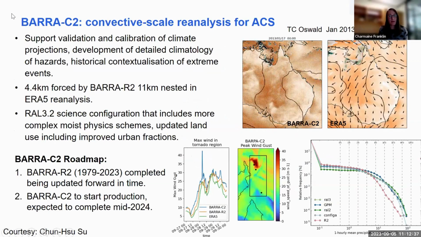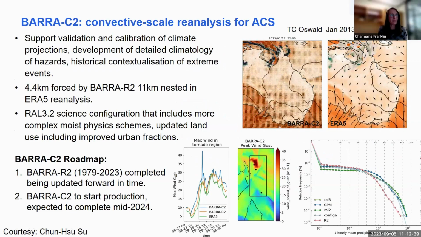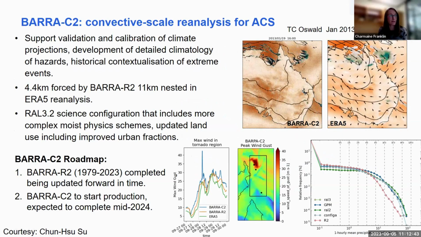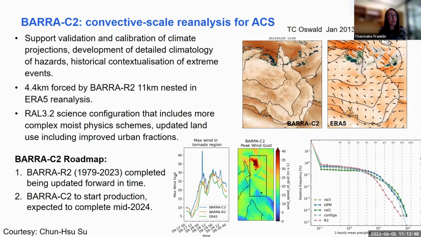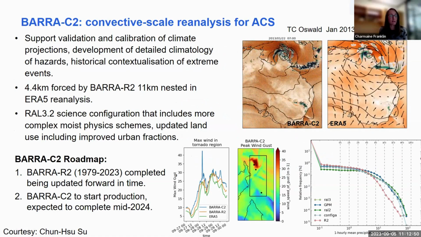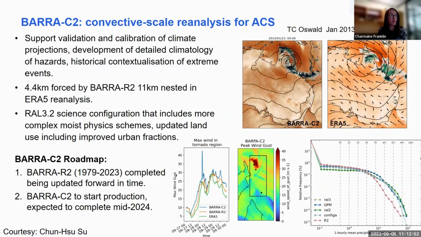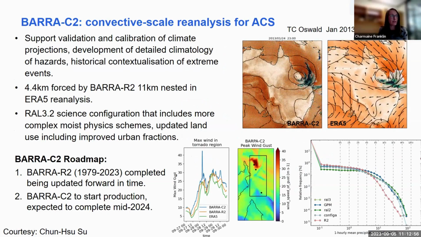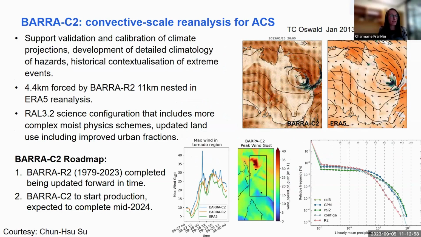So another convective scale system that we've developed is BARRA-C2. This is the convective scale reanalysis for the Australian Climate Service. This modelling system will support the validation and calibration of climate projections, the development of detailed climatology of hazards, and provide historical contextualisation of extreme events. So BARRA-C2 is 4.4 kilometres in resolution.